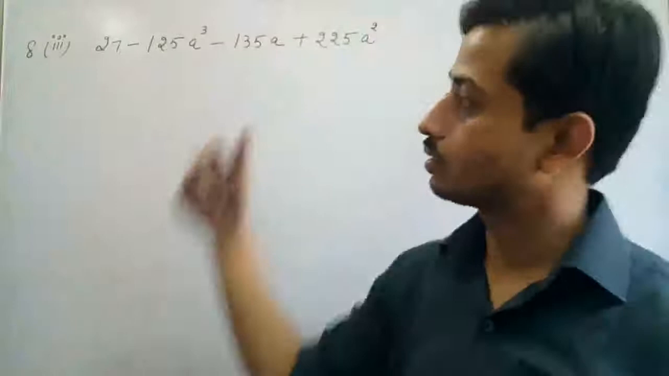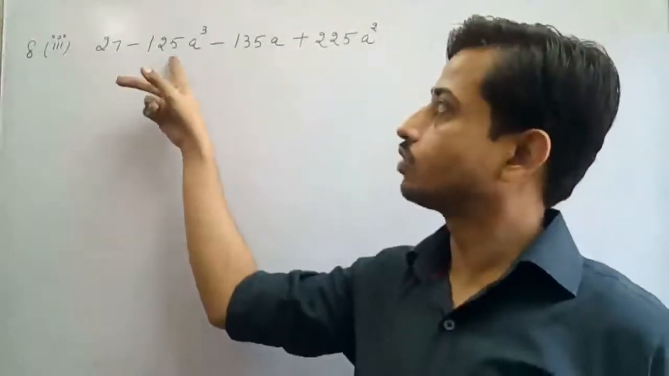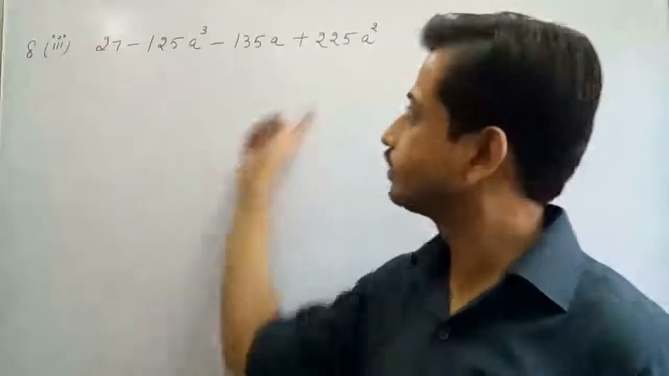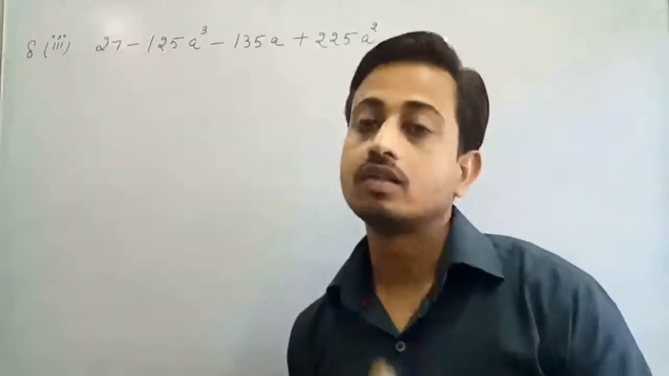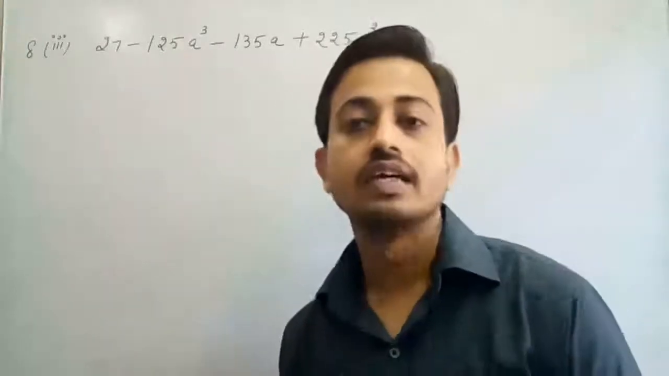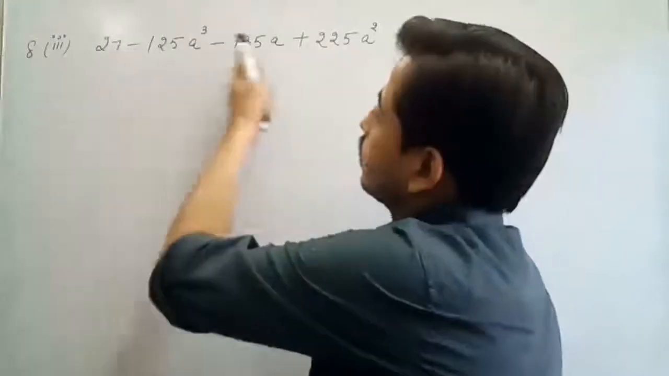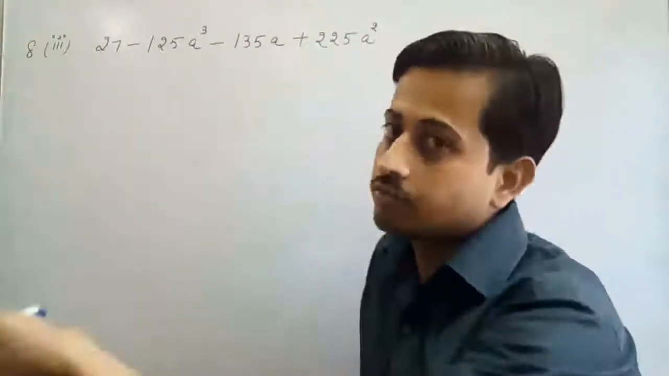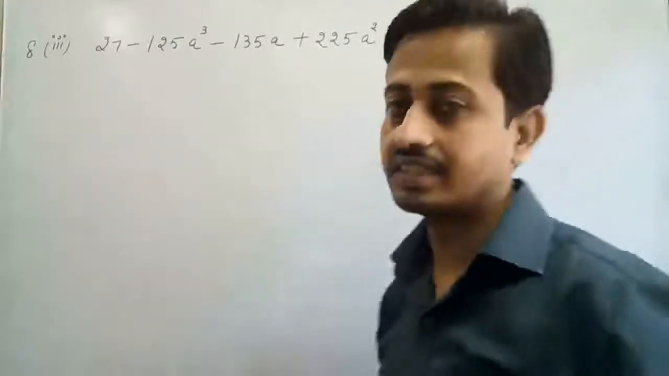Now look at question number 8 part 3. 27 minus 125a cube, and we get 4 terms. It means naturally this is the identity of whole cube, and the sign is negative. It matches with the identity of x minus y whole cube, and we have 4 terms. It means we have to do the right hand side first and then we have to write the left hand side. So what's the result?